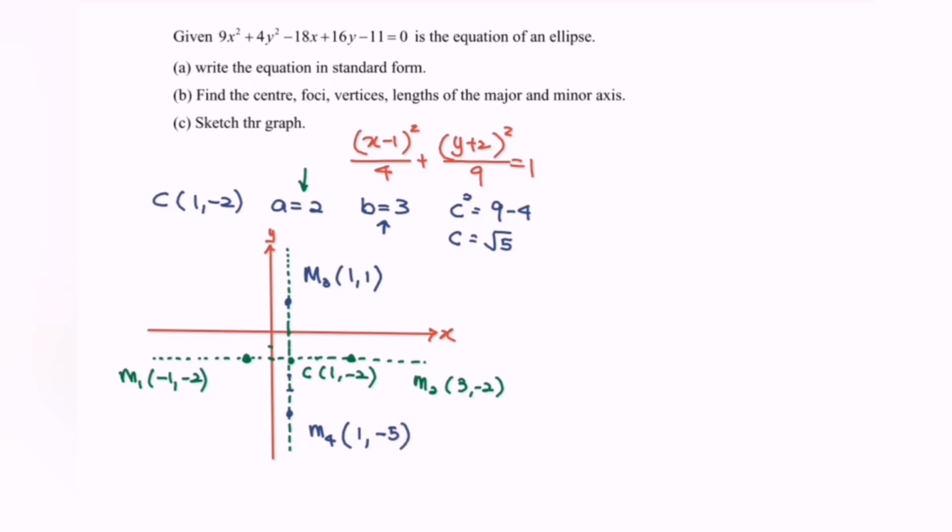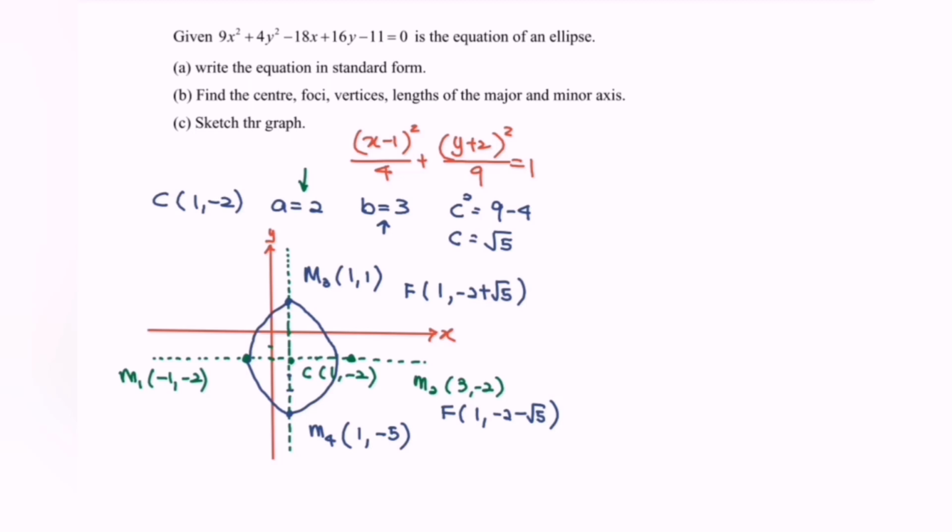So kindly sketch the graph. So here we have the ellipse. Then kindly focus on the foci, where we have the foci moving upward for square root of 5 and downward for square root of 5. So one focus will be (1, −2 − √5). Next, we have another focus, (1, −2 + √5). So that will be the foci of the ellipse.